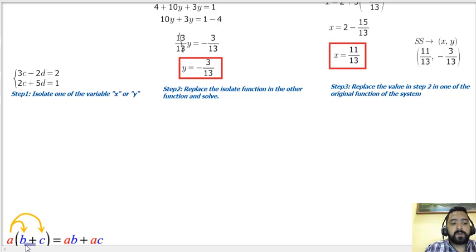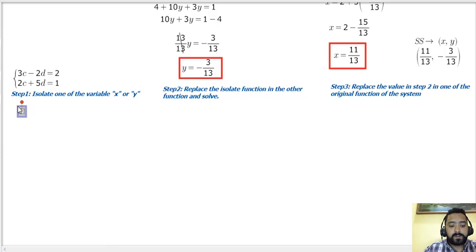For example, here we have the second system, and in this second one we are going to isolate, in this case I'm going to choose 3c, or you can use 2d or 5d. In this case I'm going to use 3c. So 3c minus 2d equals 2. So if you want to isolate this one, it's going to be 3c equals 2 plus 2d.